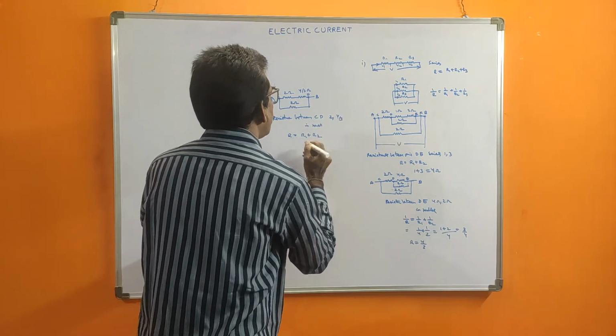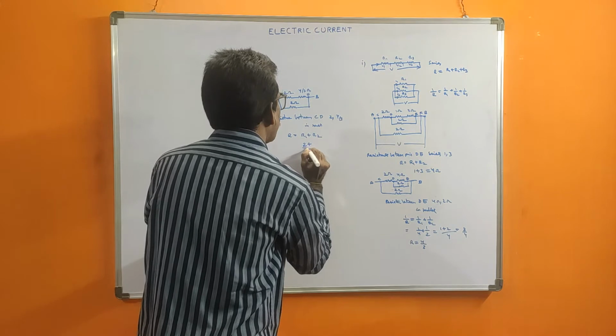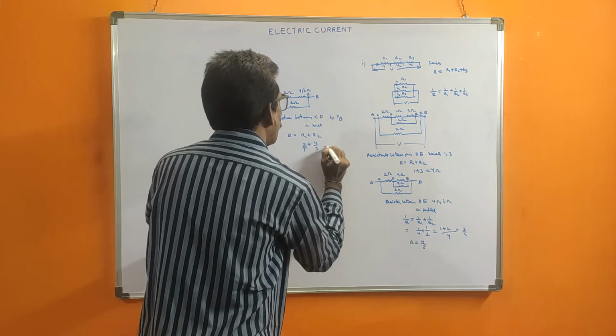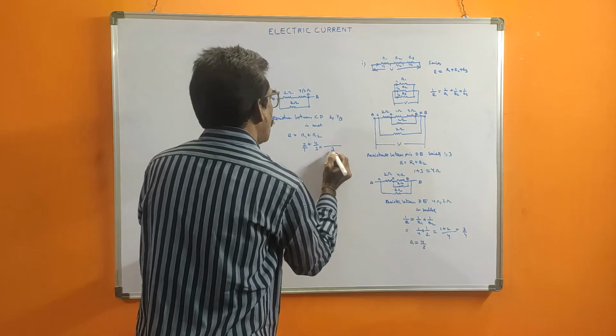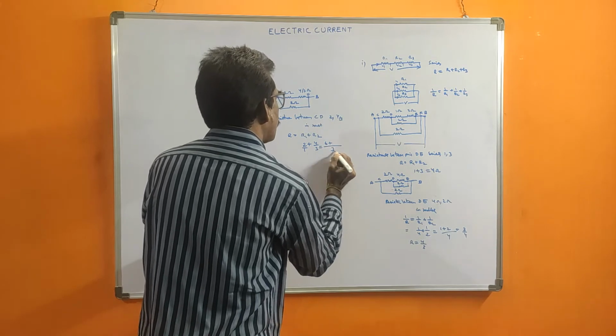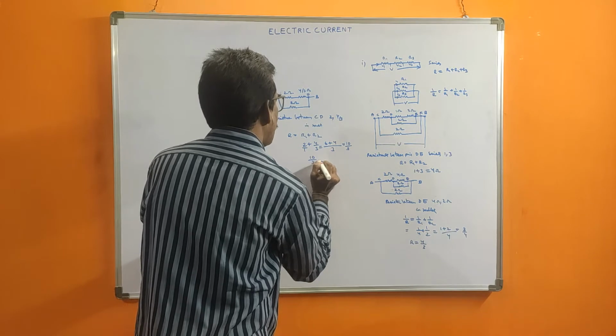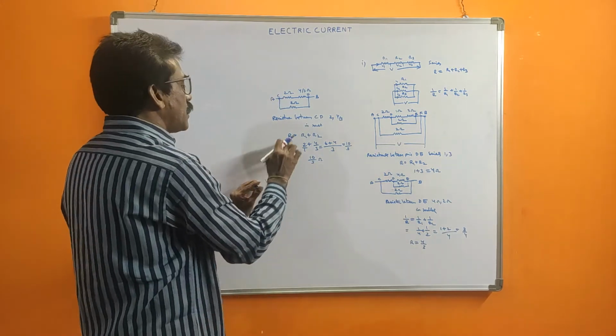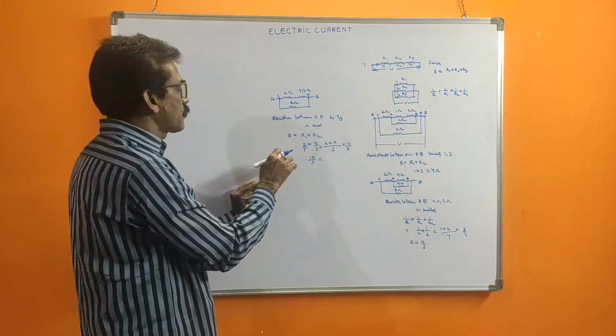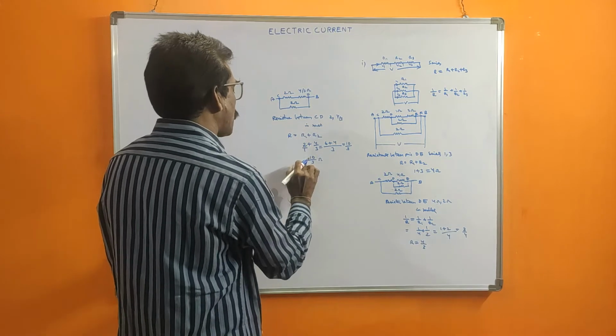R1 is this, R2 is this. So 2 plus 1 by 1, you write 4 by 3. This is the LCM 3: 3 times 6 plus 1 times 4. This is 10 by 3, 10 by 3 ohms. This is direct R only. If it is 1 by R, we should reverse. Here, series means direct R ohms only.